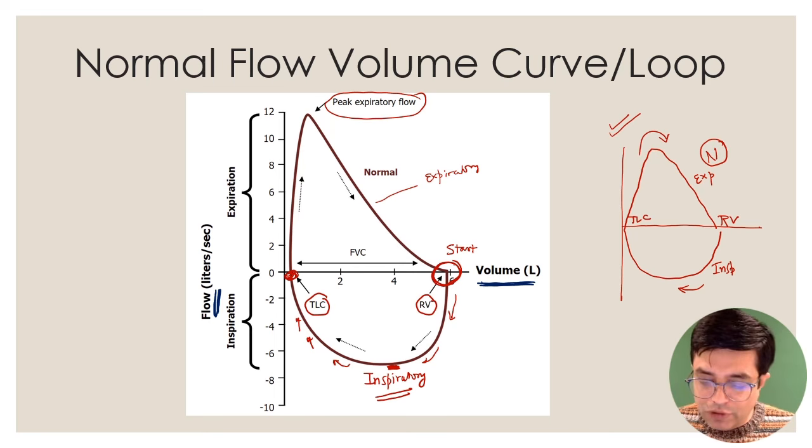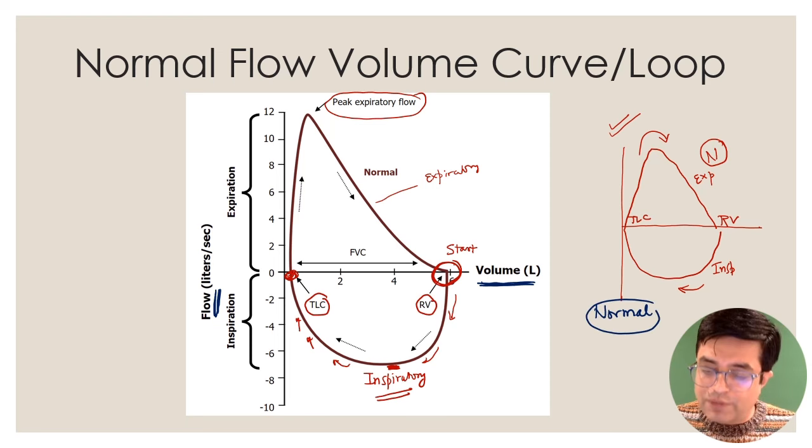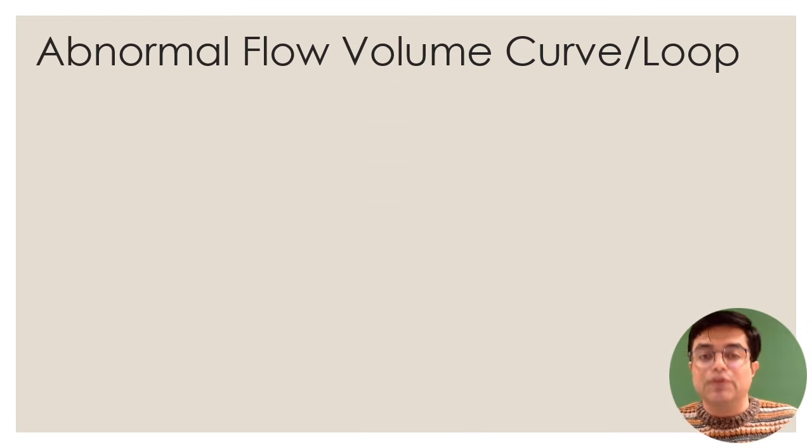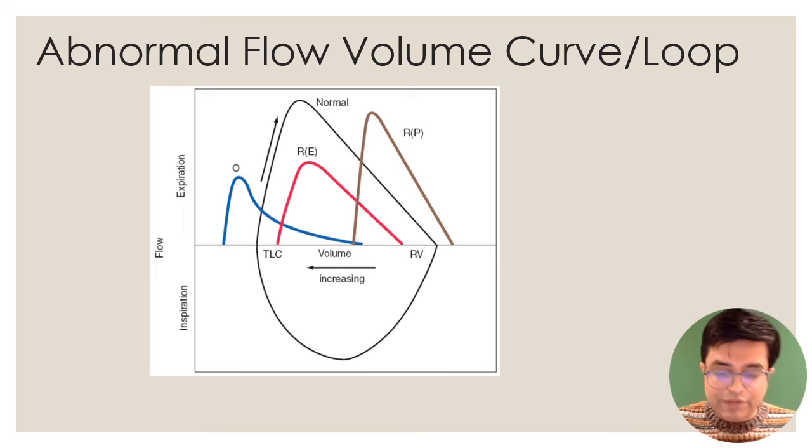This is how a normal flow volume curve looks like, right? Normal flow volume curve looks something like this. Remember this shape. Then we have the abnormal flow volume curve. The first abnormal flow volume curve that you need to know is a superposition of multiple things.